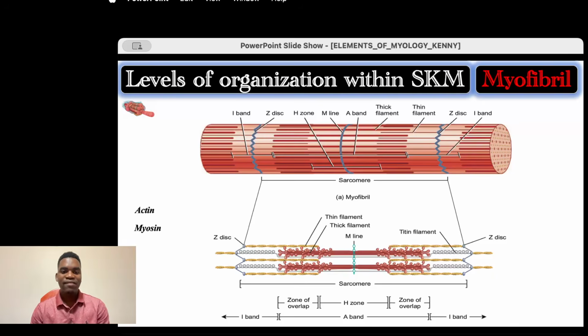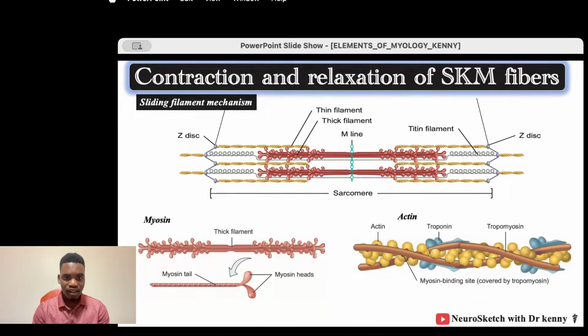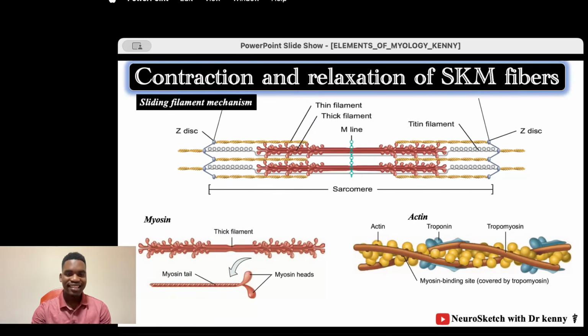Let's zoom in on these thin and thick filaments that will slide against one another to produce a movement. As we have said, the contractile element, the myofibril, is made up of thin and thick filaments that are interdigitating.